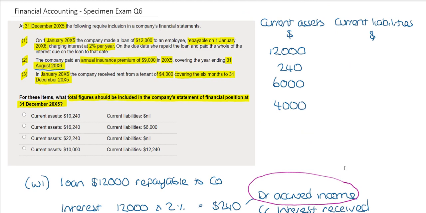We can see that there is nothing to include for current liabilities, and so if we total up my current assets, it now comes to 22,240. Looking at the alternative answers that we have, we can see that the third option is the correct answer because we have a 22,240 balance for current assets and nothing for current liabilities.